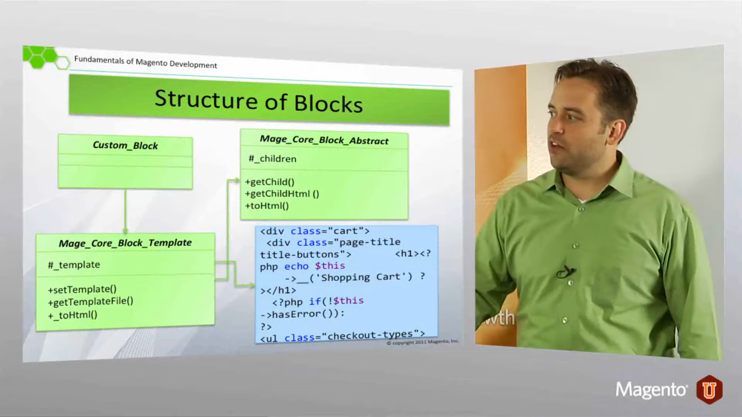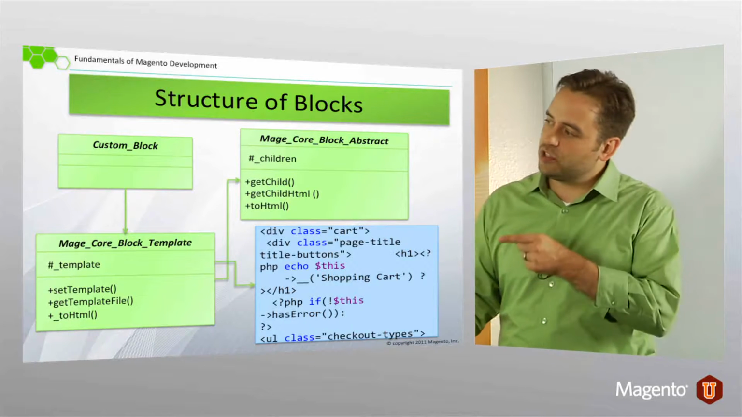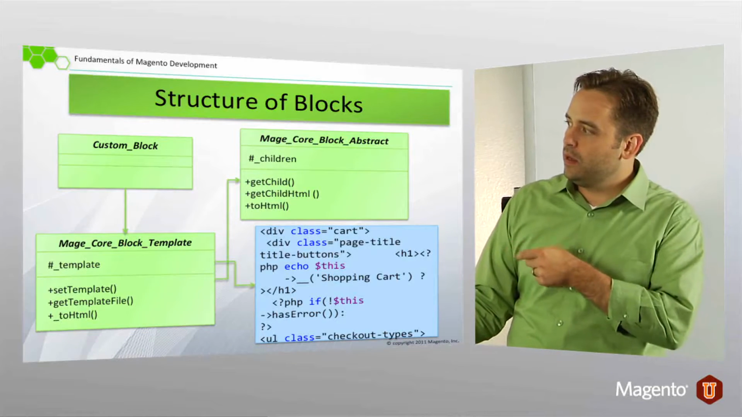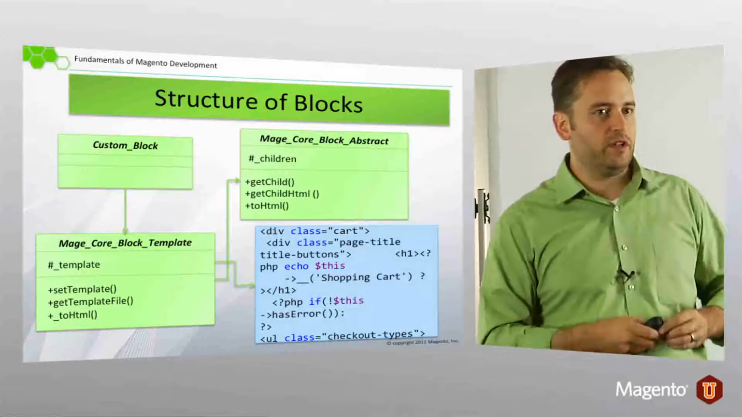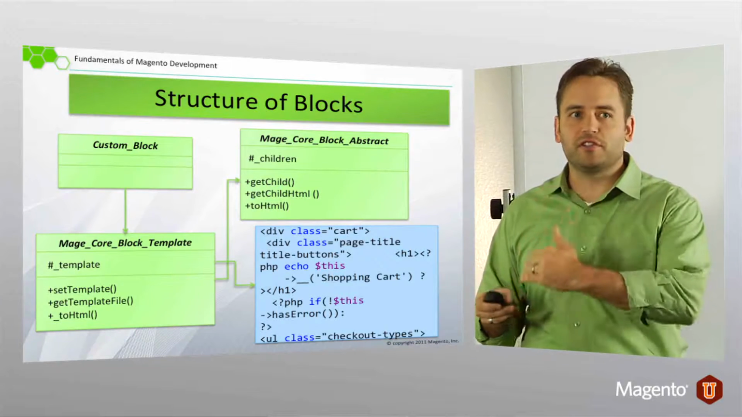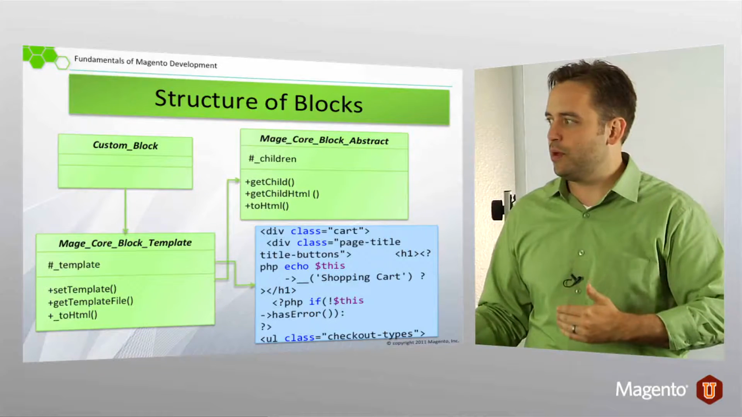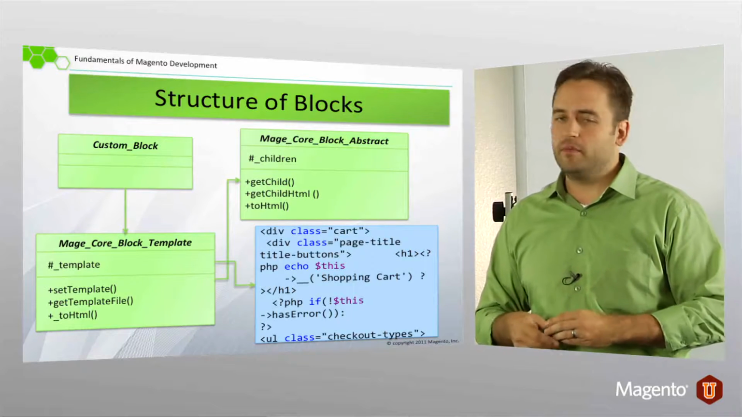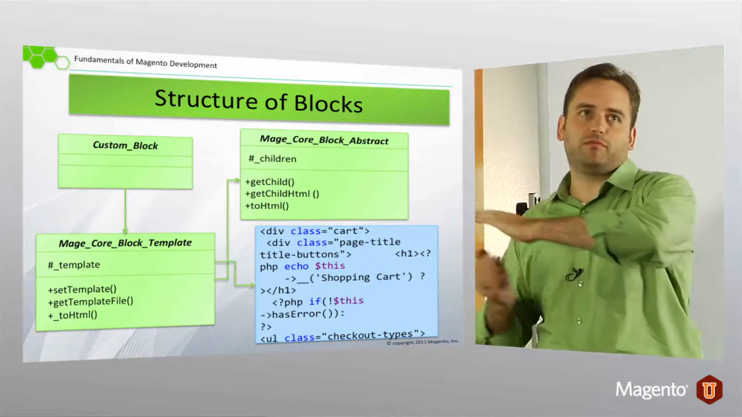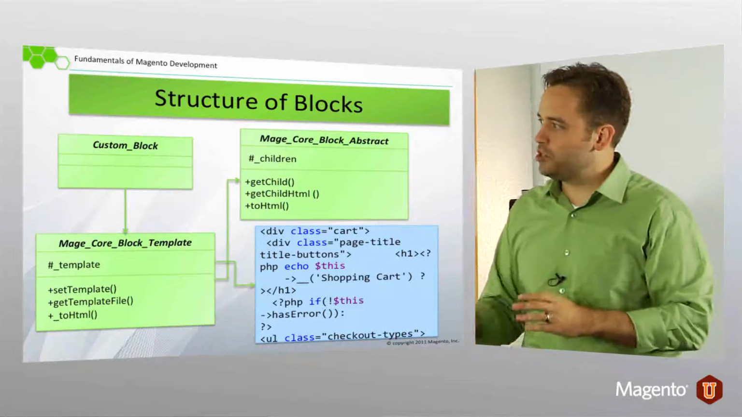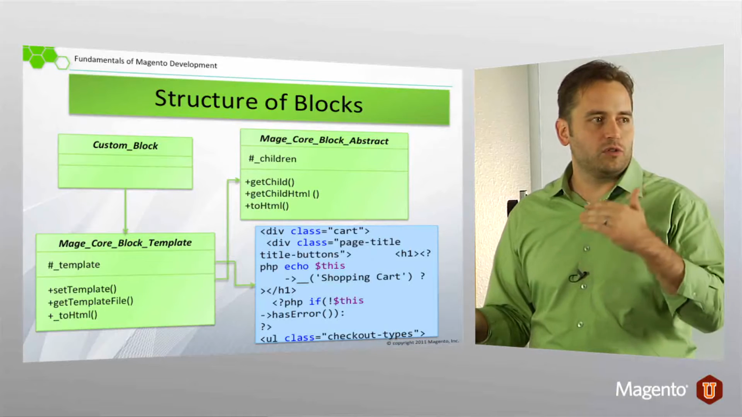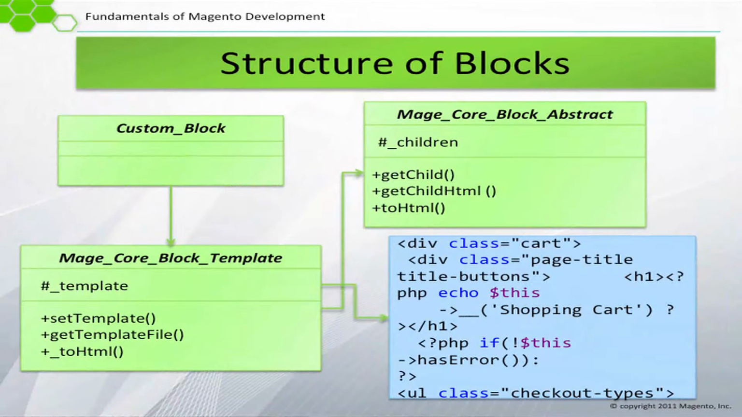And Mage Core Block Template has these other methods here: set template, get template file, and also this protected method, toHTML. So what happens, toHTML is called in the course of rendering, and then there are also some other methods that are called before toHTML and after toHTML. But toHTML is called, and this actually triggers an entire call stack, which eventually calls render view and fetch view, and we get our template included, etc. But basically, the goal of all of this is, our custom block would extend from this, and depending on how we use that, we'll get our output rendered. And we'll look at how that works right now.